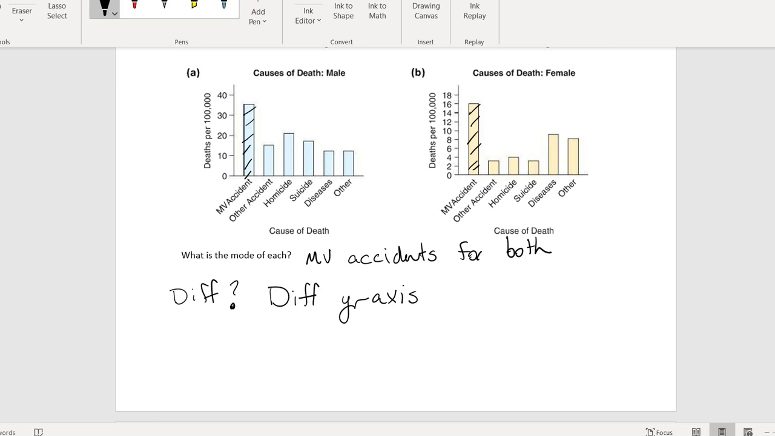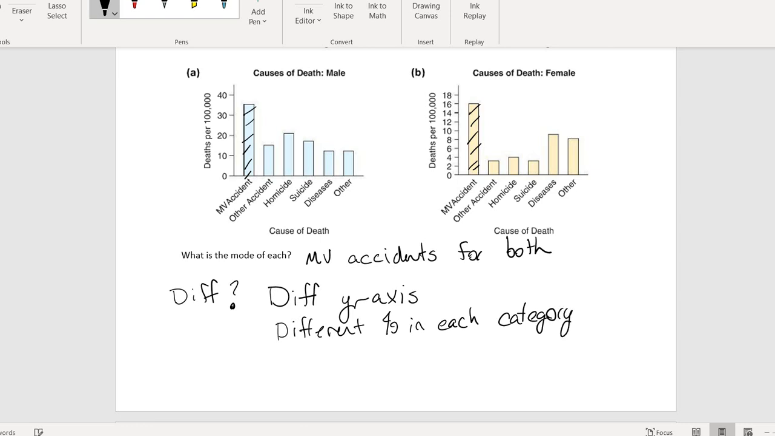Also, what might make it a little bit difficult is the proportion. Other accidents are high for men and not so high for women, but proportionally, this isn't any higher, it looks like, for disease or other for men, whereas other accidents, homicide and suicide also aren't that high for women. All right, so they have different y-axes and different percentages in each category.